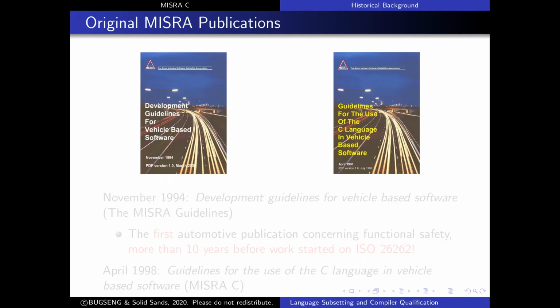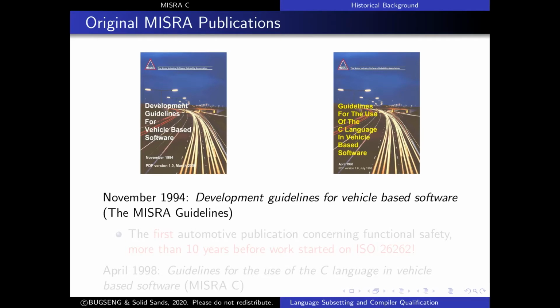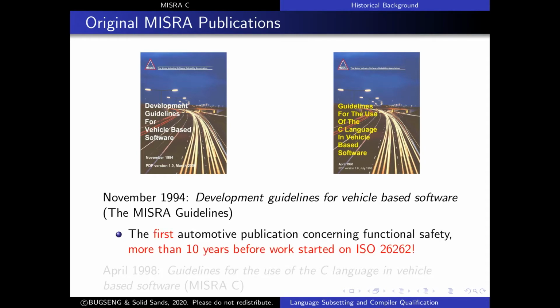The original MISRA publications were this one, the first one on the left, the development guidelines for vehicle-based software, which were the first automotive publication concerning functional safety in the automotive sector. And it is truly remarkable because it was published more than 10 years before the work started on ISO 26262. In April 1998, we had the publication of the guidelines for the use of the C language in vehicle-based software, so the first version of MISRA C.